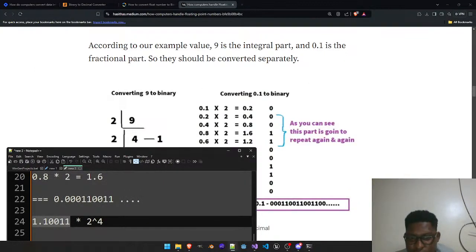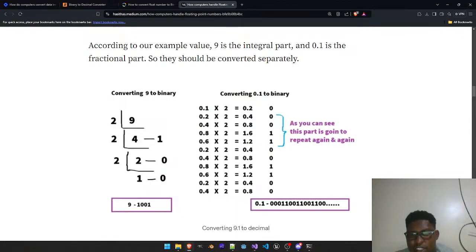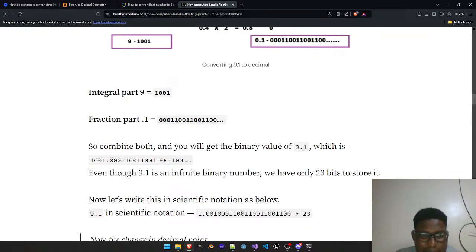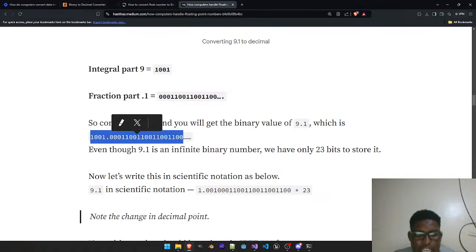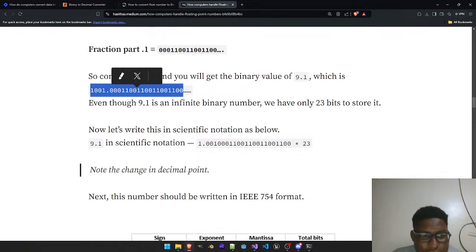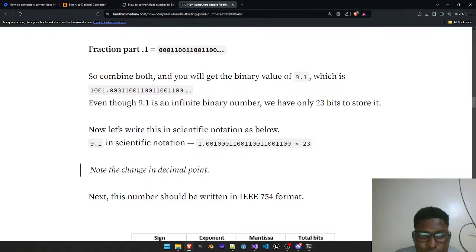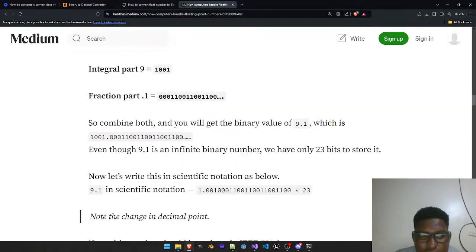So we have 0.000110, and then it's repeating. And then the fraction part. So this is the integral part, this is the fraction part. So this is what the number would look like basically. And now let's write this in scientific notation as below. Oh, wait. Even though 9 point... scroll up a little bit. What did they do? I'm trying to see.